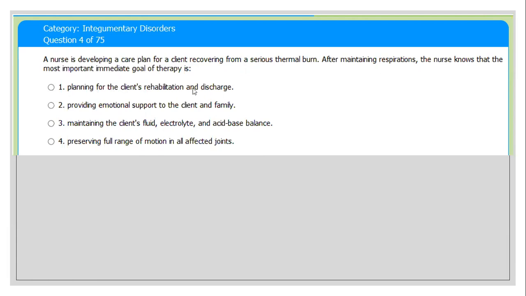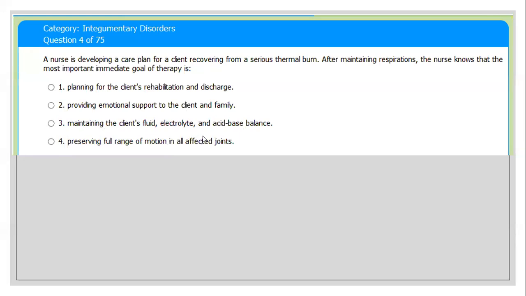Number 1, planning for the client's rehabilitation and discharge. Number 2, providing emotional support to the client and family. Number 3, maintaining the client's fluid, electrolyte, and acid-base balance. Number 4, preserving full range of motion in an affected joint.